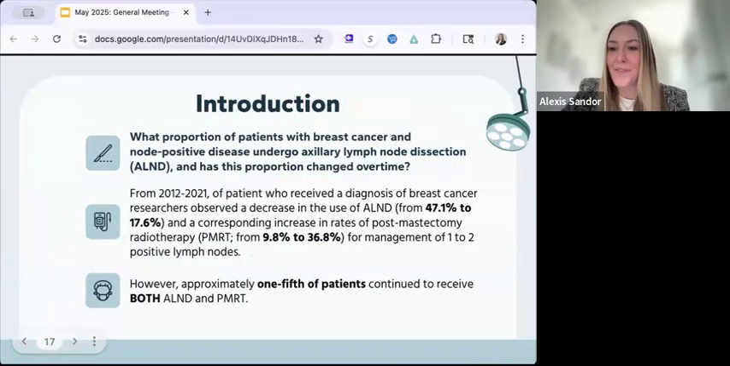Okay, so I know that was a lot of review. Let's actually get into the study itself. So this study specifically wanted to take a look at what proportion of patients with breast cancer and node-positive disease undergo axillary lymph node dissection, and has this proportion changed over time?